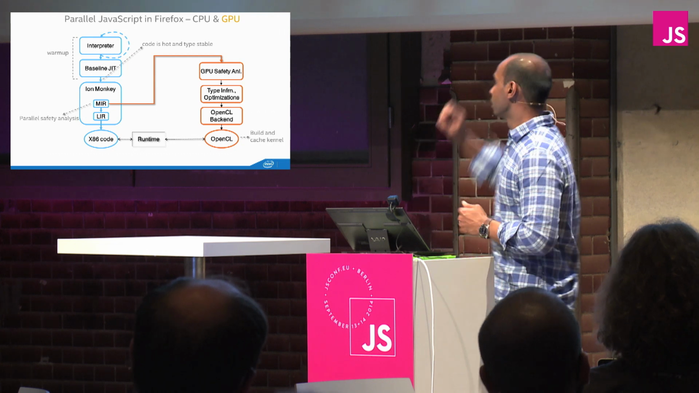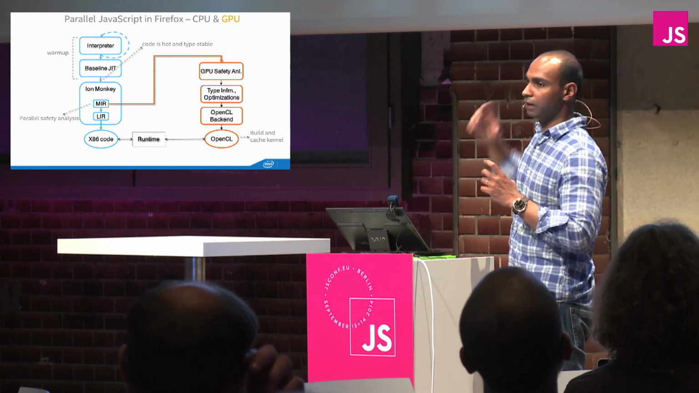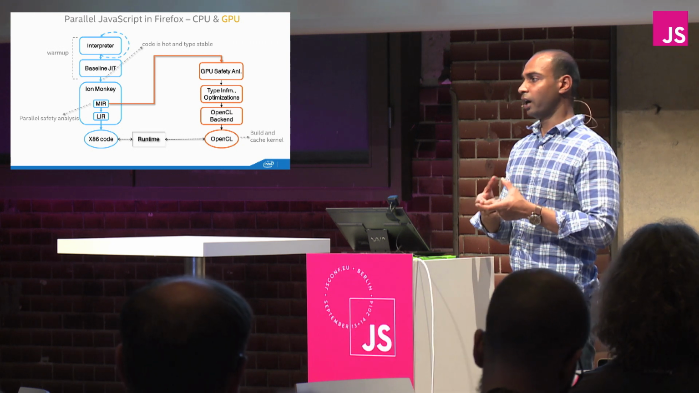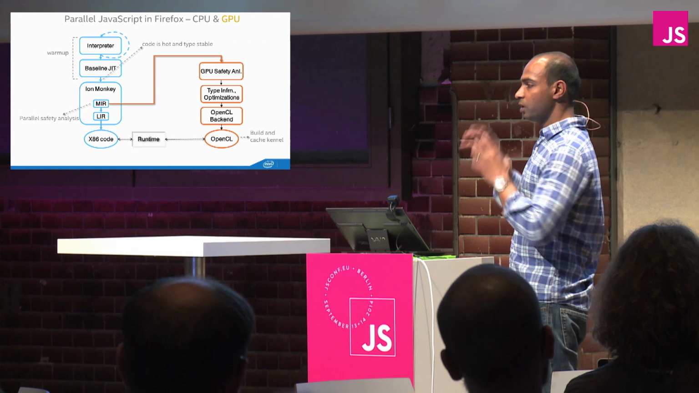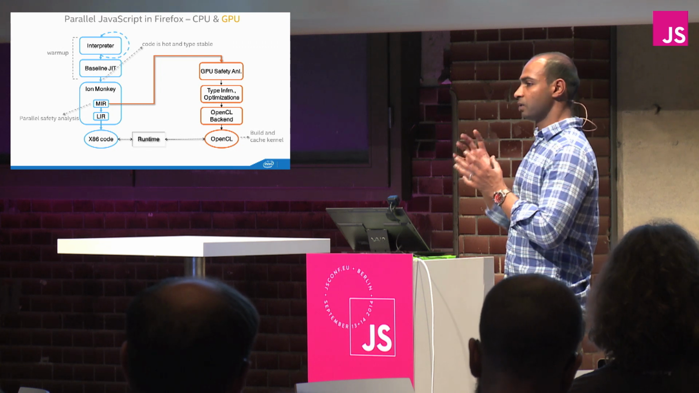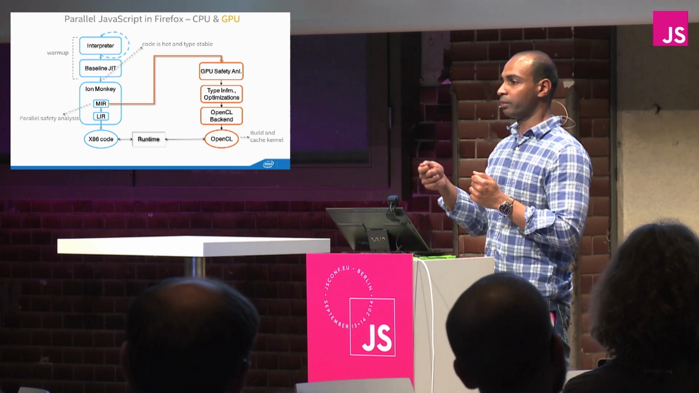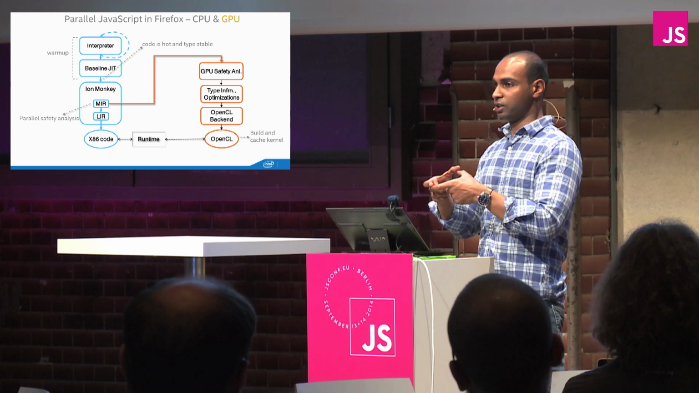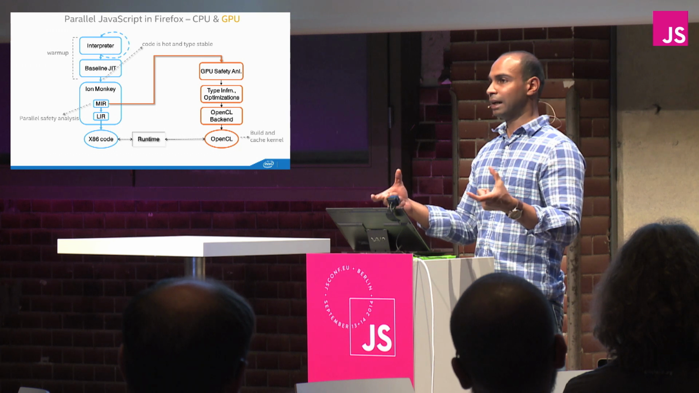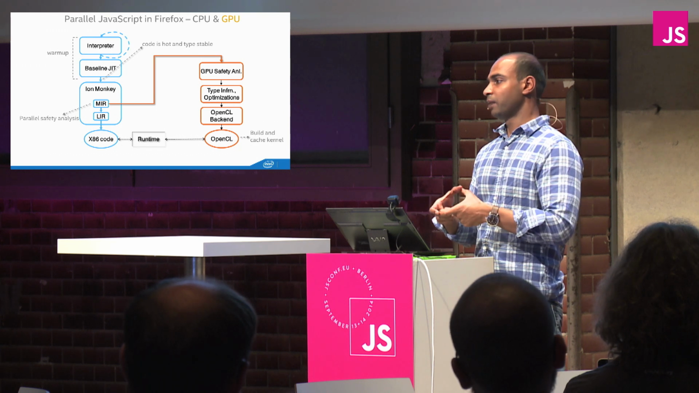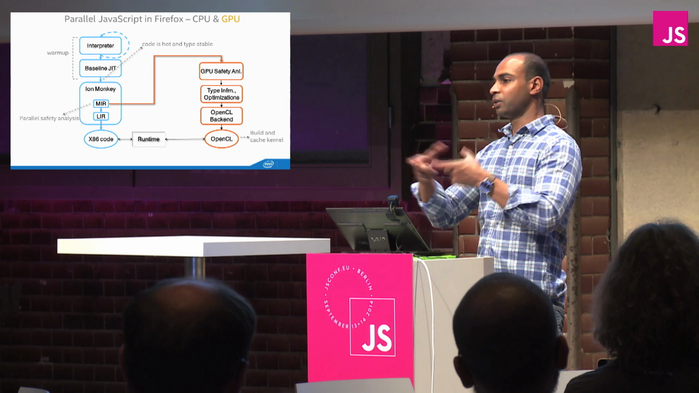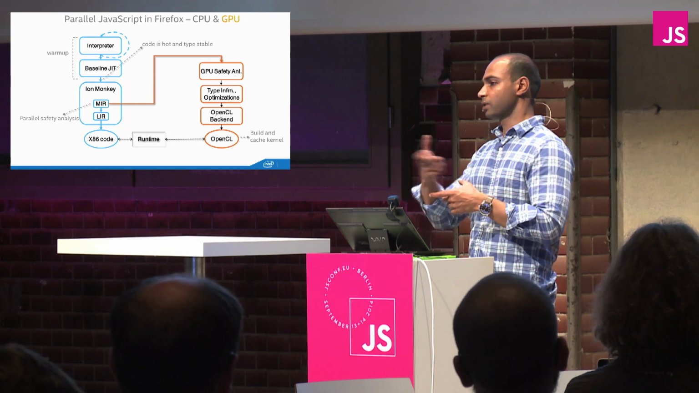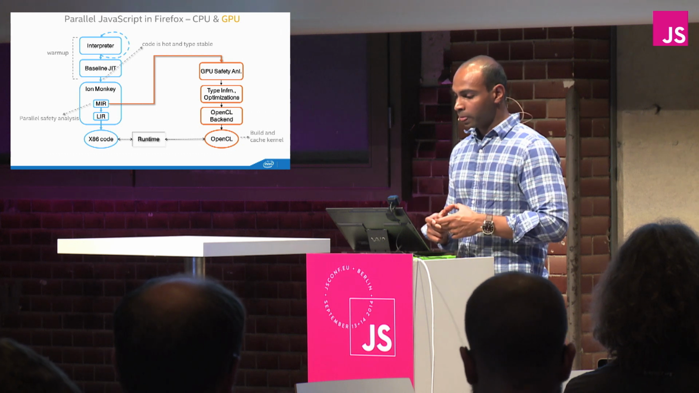In the GPU case, we take MIR, which is the mid-level intermediate representation of JavaScript in IonMonkey, and we do GPU-specific safety analysis. This basically checks whether all the bytecodes in your JavaScript program can be supported on the GPU. So for example, if you're compiling to GLSL, then maybe some particular bytecodes are not supported, right? There are no equivalents in GLSL for some JavaScript bytecode, right?